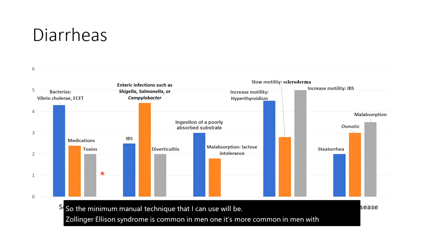Motility disorders like scleroderma, or any tumor that reduces the motility of the intestine, or an increase of motility like in hyperthyroidism or in IBS, will be the etiology. The pathophysiology has to do with an increment or slowing of the peristalsis of the intestinal musculature.